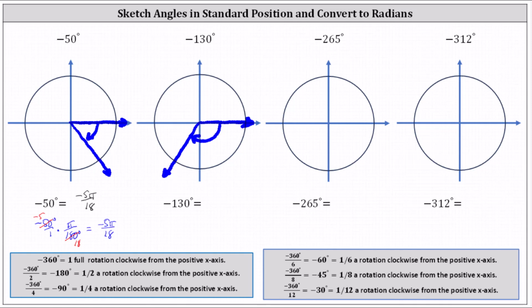And now let's convert negative 130 degrees to radians. Again, the units of degrees simplify out. The greatest common factor between negative 130 and 180 is 10. Negative 130 divided by 10 is negative 13. 180 divided by 10 is 18. Negative 130 degrees equals negative 13 pi divided by 18 radians.